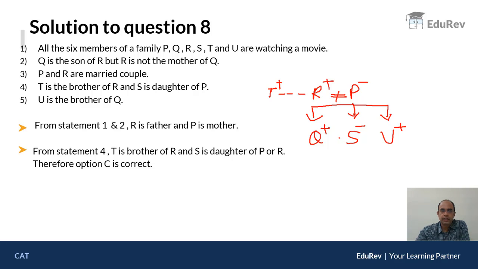Hence we say T is the uncle of S, which is option C. Hence option C is the correct answer. Hope guys you understood how to draw a family tree. With this, we come to the end of today's lecture.